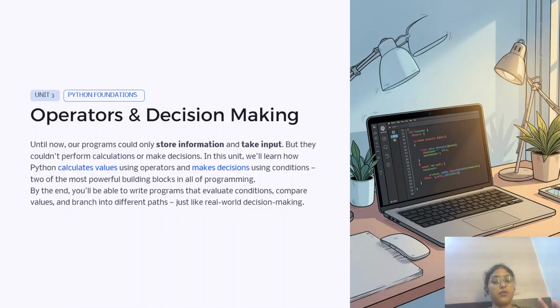In the previous part, we revised what variables and data types are. Let's move to today's main topic, which is operators and decisions. If I ask you a simple question, if I ask any person right now, what is 10 plus 20? Immediately your brain will say 30.